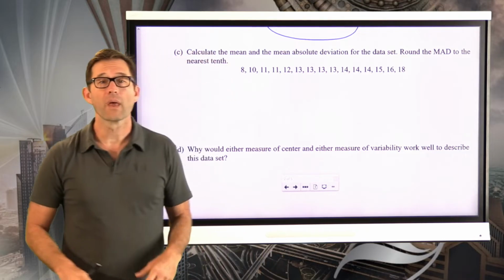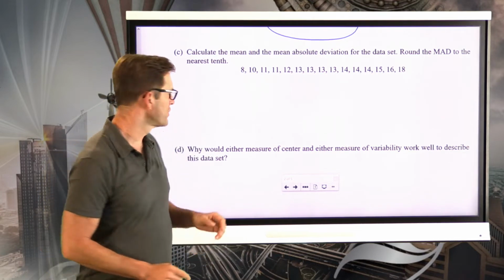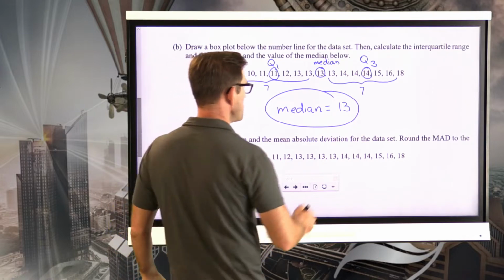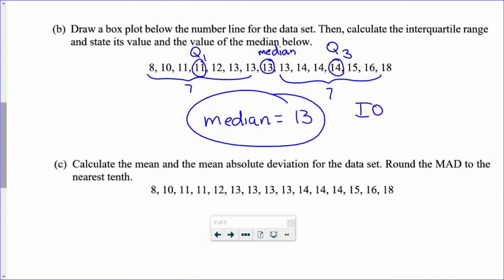Now, right, the median and the interquartile range, was I supposed to do that on here? Oh, I was. I was supposed to calculate the interquartile range. I never did that. The interquartile range is going to be my Q3, 14, minus my Q1, 11, which is going to be 3. I knew I was forgetting something.